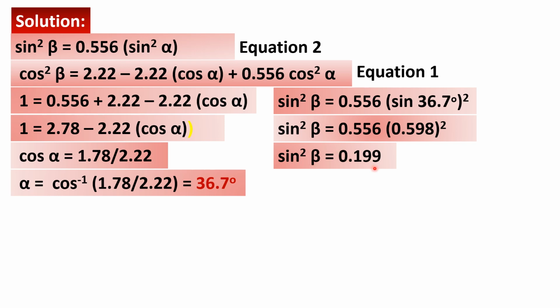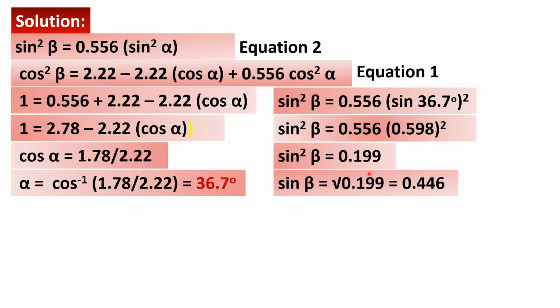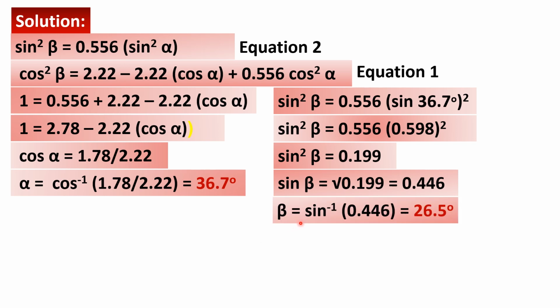All right, we get the square root of 0.199. All right, and what we get is 0.446. In short, sine beta is equal to 0.446, and then using arcsine formula to get the angle beta, we now have arcsine of 0.446 to get this value of the angle beta, 26.5 degrees. All right?